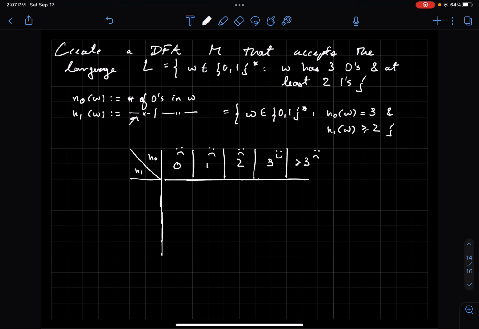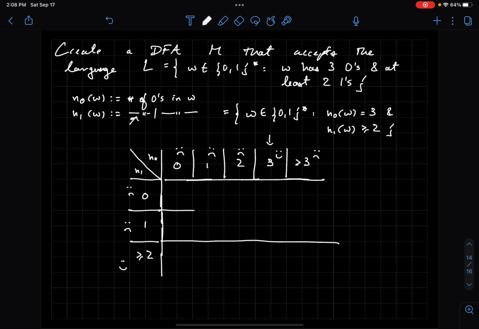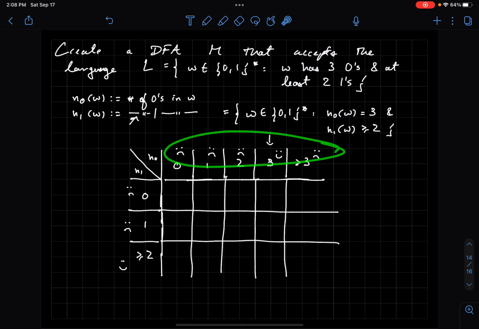This is actually the only column I really care about for the number of zeros. That's really the column that's going to determine whether or not I have the correct amount of zeros. And then for the number of ones, I can have 0 ones, 1 one, or at least 2 ones. So in this case I'm sad, in this case I'm sad, and in this case I'm happy. Really, what I care about is the intersection of these two. Am I happy in this column and in this row? It's going to be the intersect of the happiness. So I'm going to be happy here and only here.